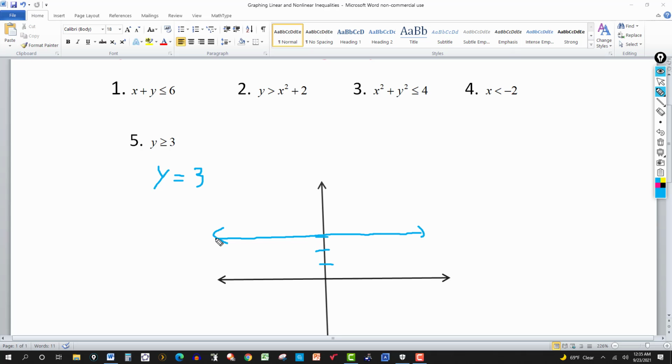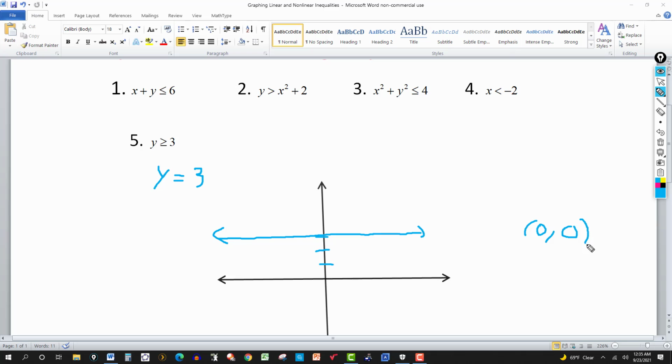So we have that. Again, I'm either going to shade everything above this line or everything below. You can see y greater than 3, so y values greater than 3 are going to fall somewhere up here. So you can tell right away that you're going to shade above the line. But the test point 0, 0 works again, or any other point that's not on the line.